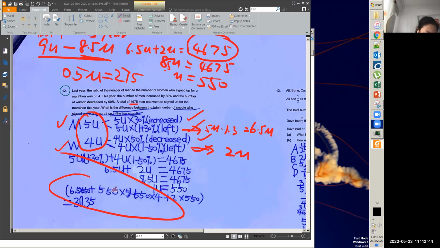Okay, because they want the difference, right? The difference is last year is 9u, and then this year is 8.5u. So the difference is 0.5u, and then you just need to find out what is 0.5u, which is 275. This is unnecessary. Okay, 不需要.